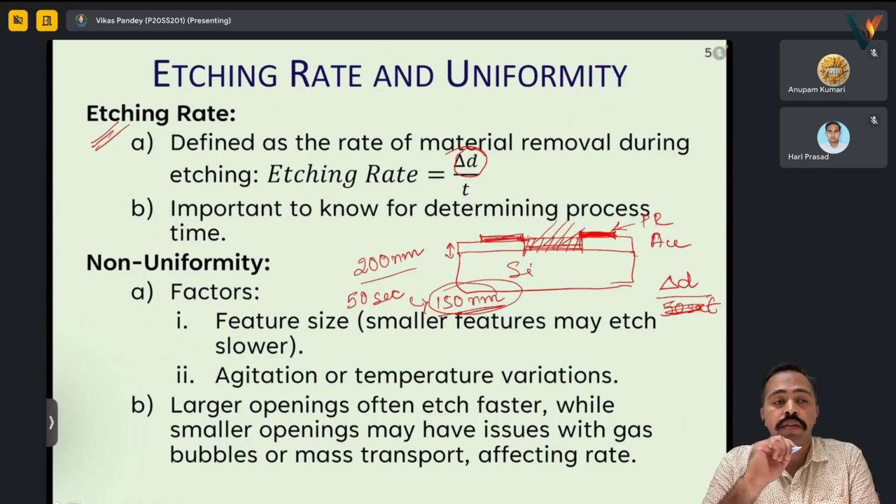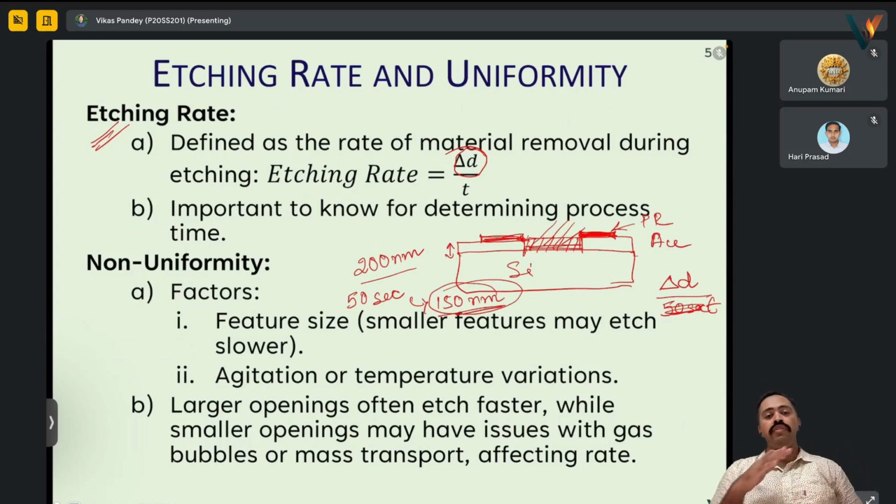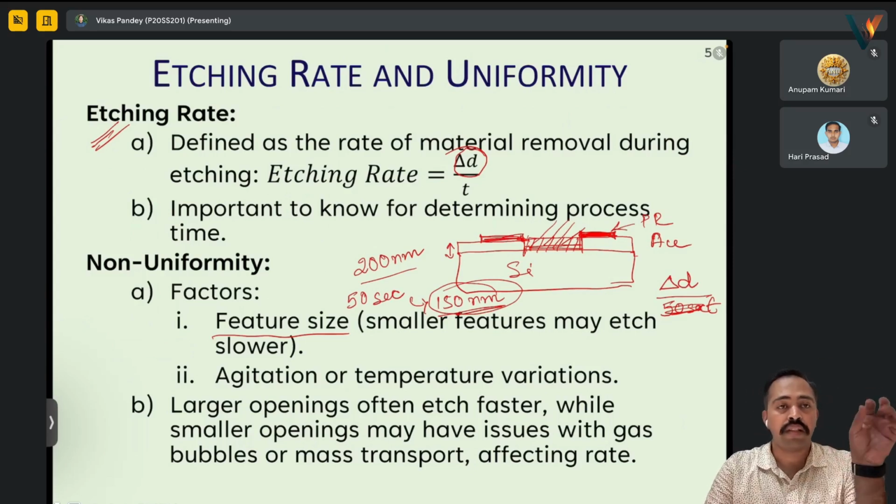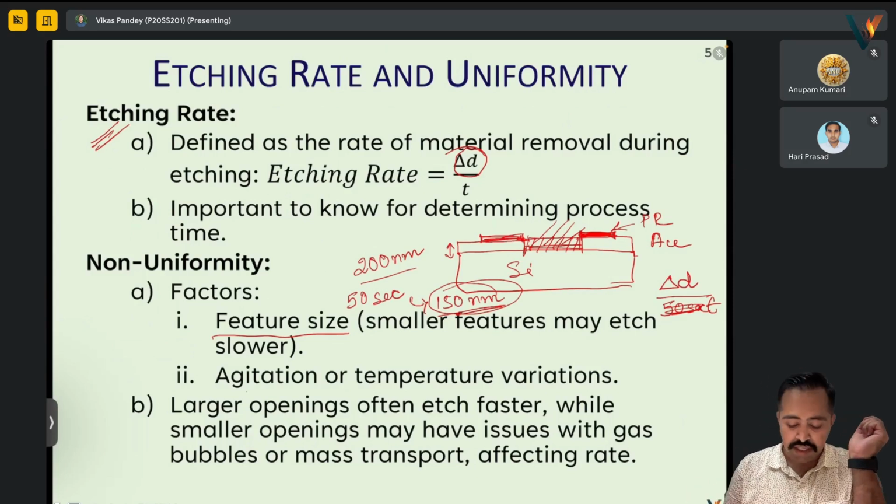The second important parameter or figure of merit is non-uniformity. It is not that all features on the wafer will get etched at the same rate, because there are some factors. Smaller feature sizes may not etch at the same rate; they may etch slower. Why? Because there the diffusion might not be occurring, the material might not be reaching properly because of the tiny size. Second is agitation and temperature.